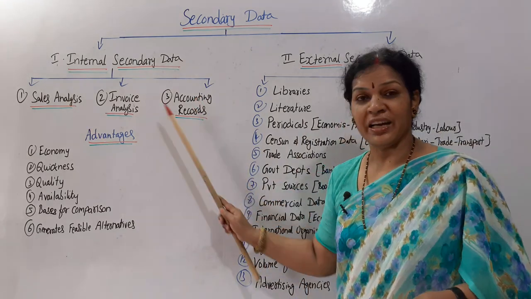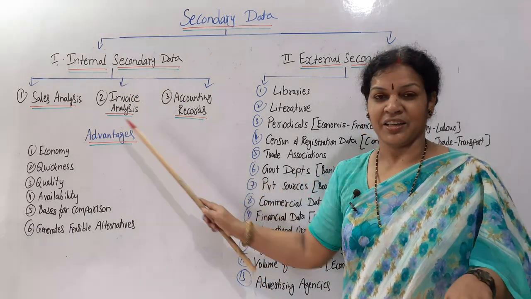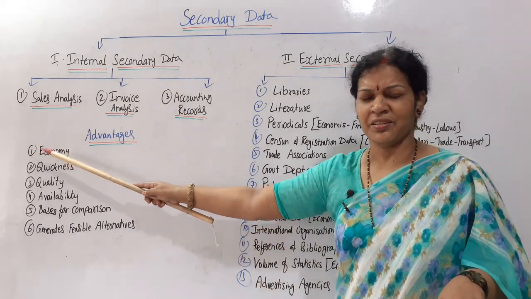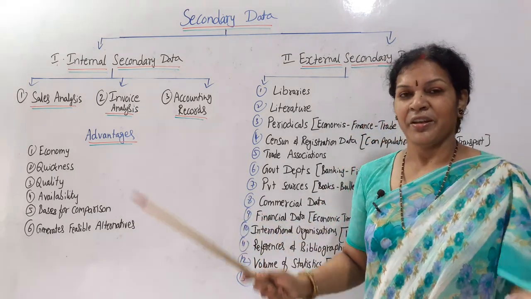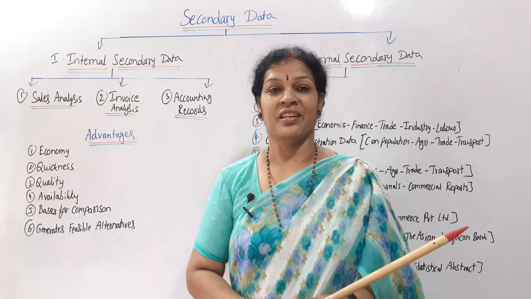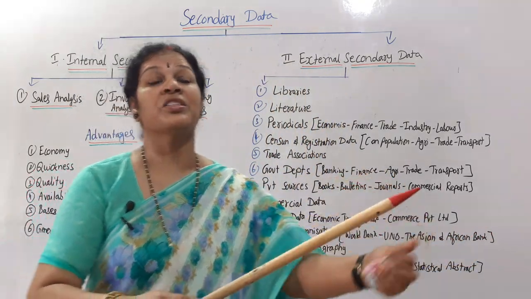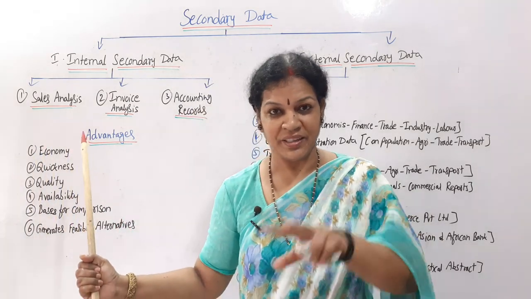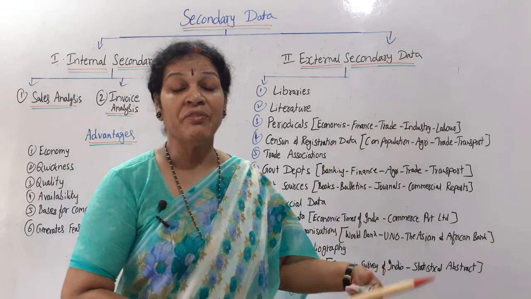So these three are available inside the organization only. Internal secondary data. Able to remember? Sales analysis, invoice analysis and accounting records. That's it. Now let's go to external secondary data. External means from outside. This is internal company, within the organization. External is from outside when we want data.